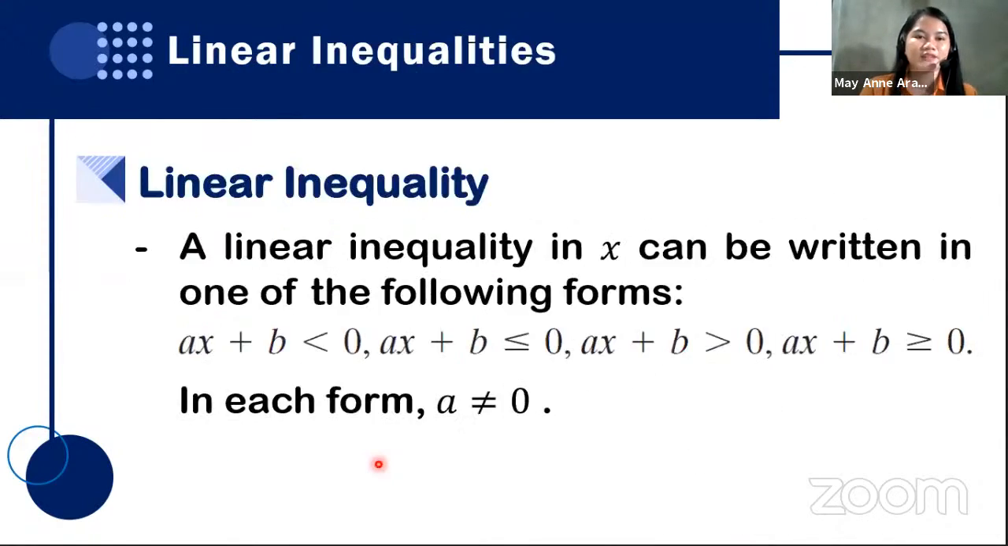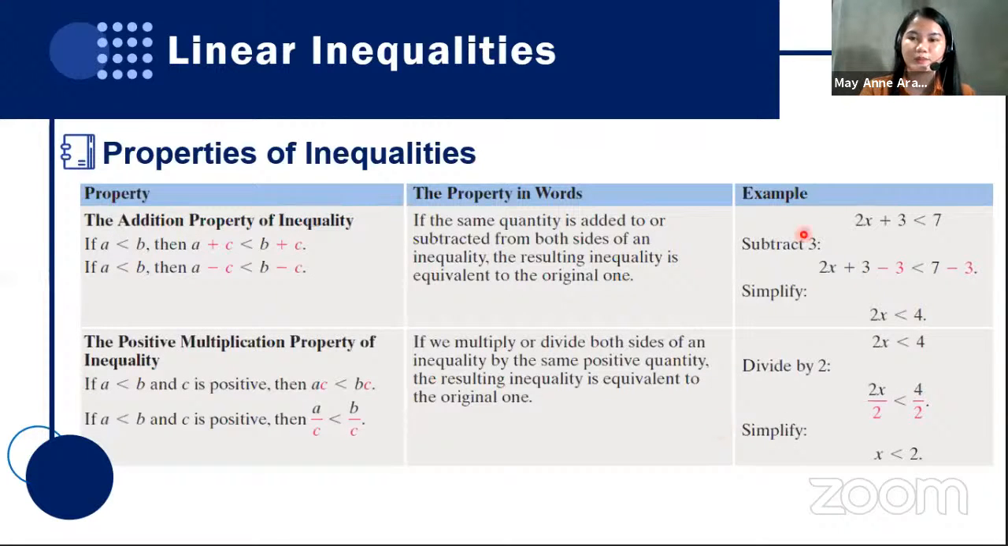Okay. And for linear inequalities, it can be written in one of the following forms. ax plus b is less than 0, ax plus b is less than or equal to 0, or ax plus b is greater than 0, or ax plus b is greater than or equal to 0. So here, in each form, a is not equal to 0. So here, instead of the equal sign, we have the less than or equal, greater than or equal, or the greater than sign. So the process is still the same.